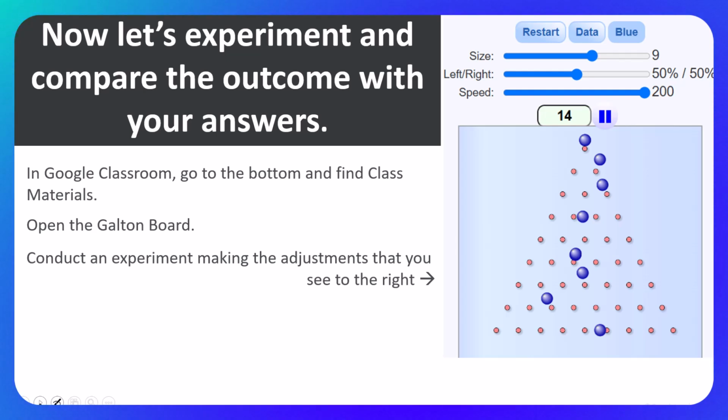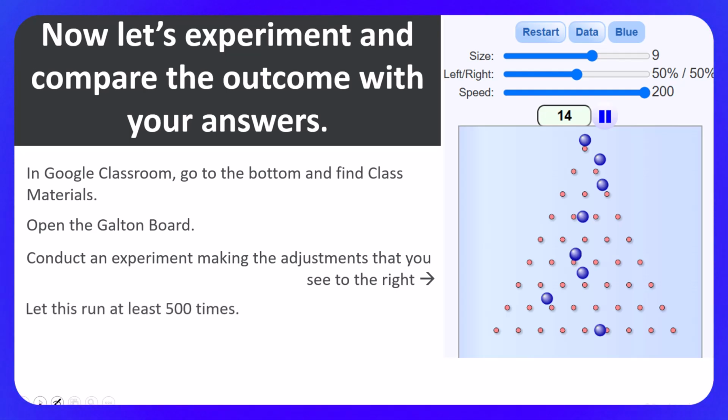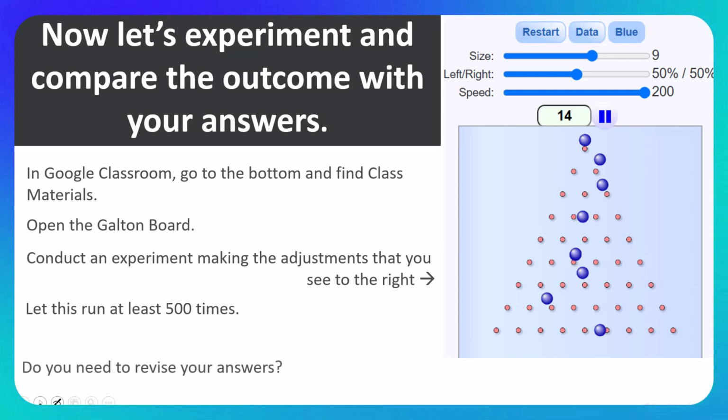So you can see in this illustration that I have to the right, I've dropped 14 balls already, and then you don't see the bottom, you don't see the shape. But we're going to drop at least 500 times. That's why we want to speed it up. And you can go over 500. We just want to do it at least 500 times.